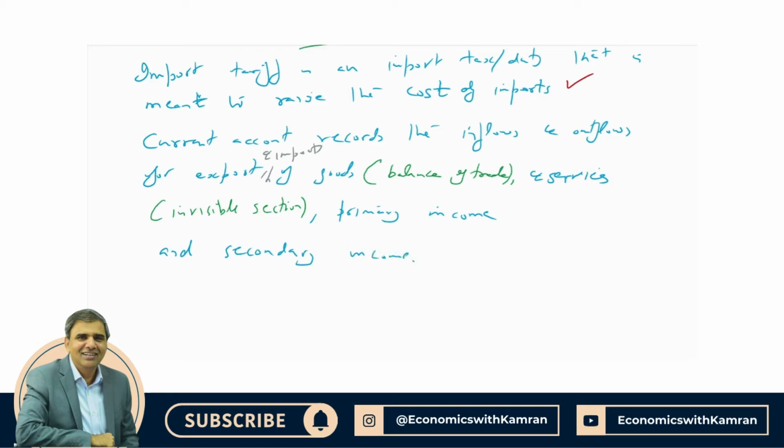Now what is primary income? Primary income is the first income, the income which the first person earns. Dividends, rent. I own an overseas property and I receive rent, that will be my primary income. I have invested in the shares of a company in a foreign country and that company pays me dividends. That will also be a part of primary income. Profit. I own a business outside the country and I receive a profit in my country, that is again primary income.